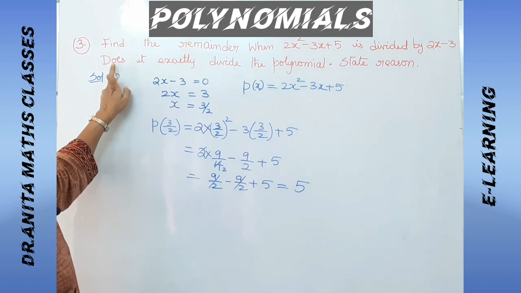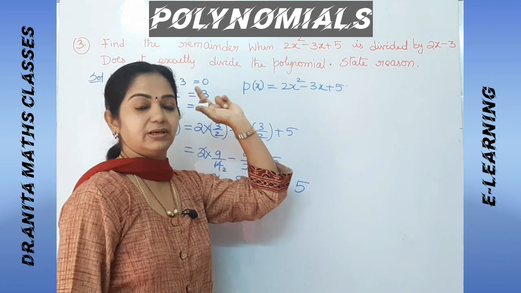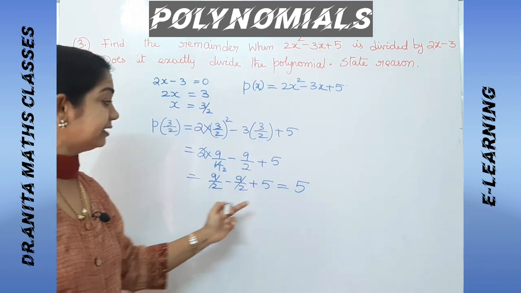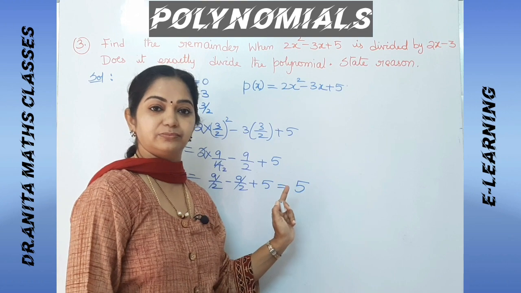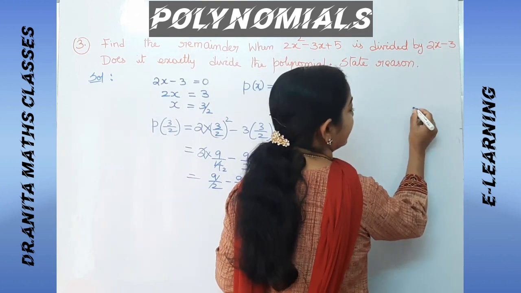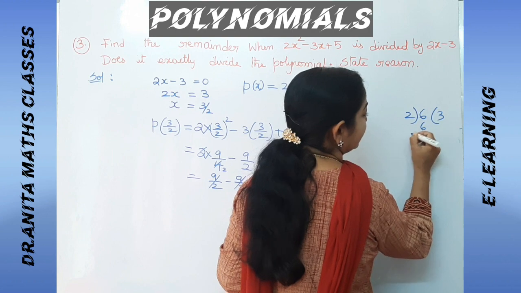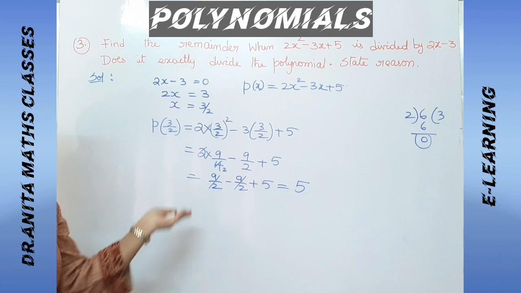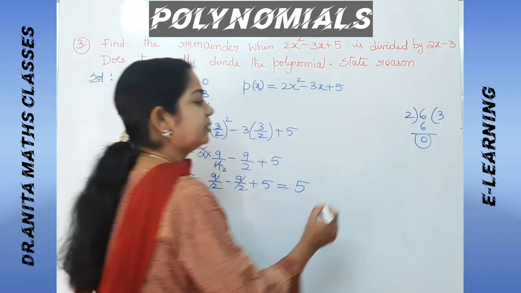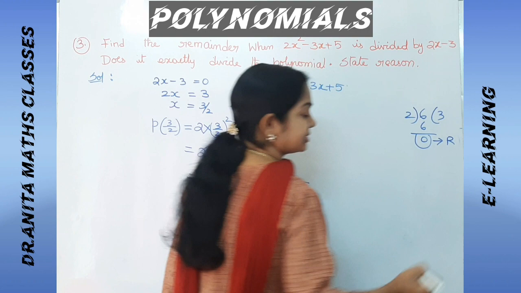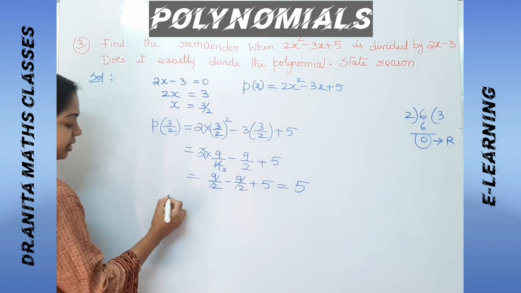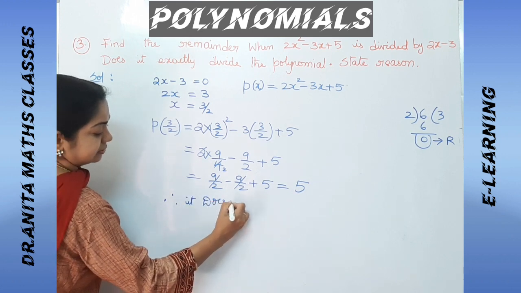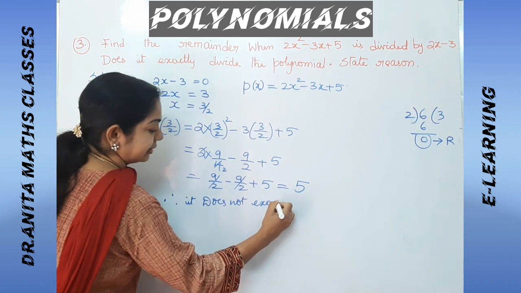Now the second step is, does it exactly divide the polynomial? If the polynomial is exactly divided by the linear polynomial, then we get the value of the remainder as 0. In any case, if 6 is divided by 2, 2 threes are 6, we get 0. Then we say 2 is exactly dividing 6. Also 3 is exactly dividing 6. That means when we get remainder 0 only, we can say it is exactly dividing. But we got remainder 5. Therefore, it does not exactly divide.